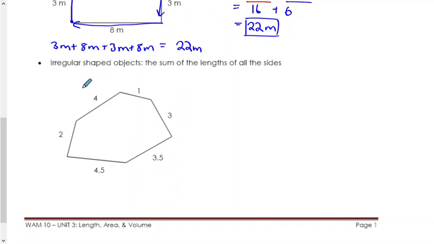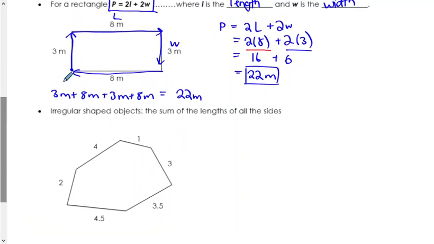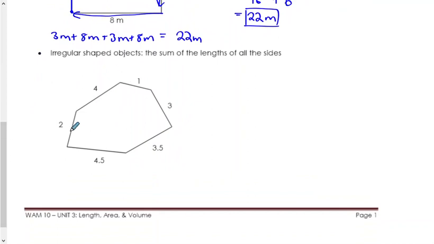Now, when I have an irregular shaped object, I just have to do the adding up all my sides because there isn't really a formula for that. So just one method. So you just basically need to pick a place to start. And I would suggest just going around the entire thing in order, instead of just trying to add them up willy-nilly. So let's just, doesn't matter where you start, let's just start here and go this way.